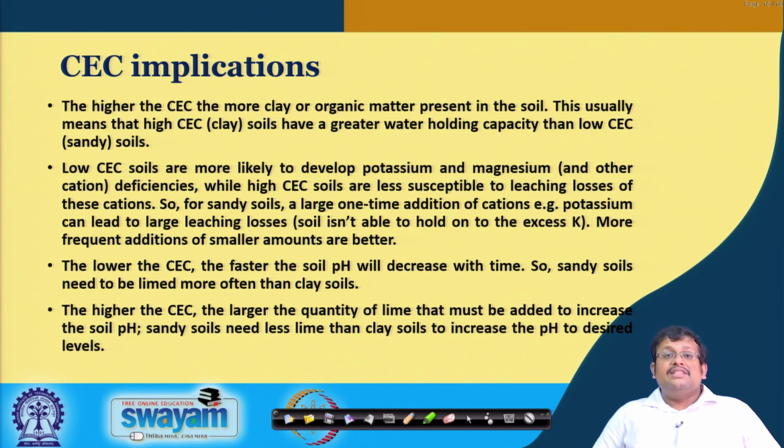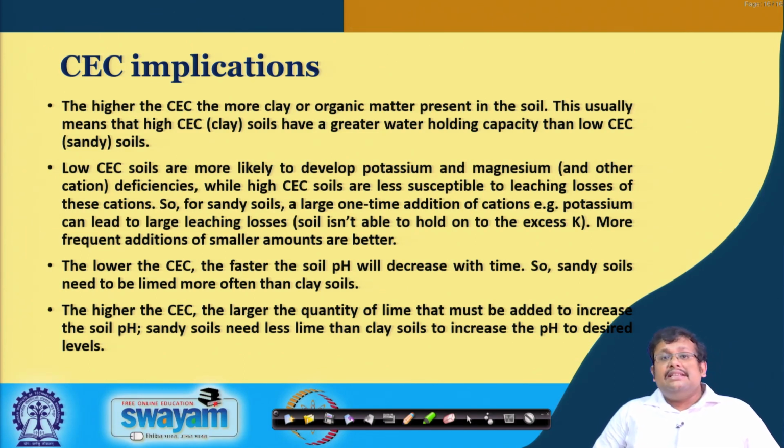So, sandy soil needs to be limed more often than clay soil. When the soil has lower CEC, the faster the soil pH will decrease with time, obviously, because their positive basic cations are less. When the basic cations are very limited, obviously the pH will decrease. So, the sandy soils need to be limed more often than clay soils to increase the soil pH.